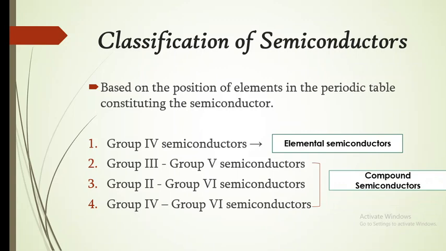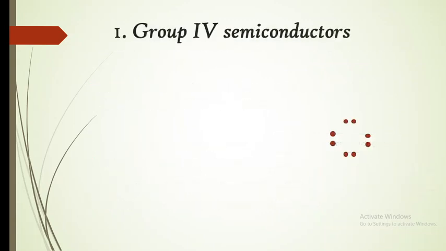So here the classification is mainly done on the positioning of the elements which are constituting the semiconductor. So let us study one by one. So first is group 4 semiconductors.